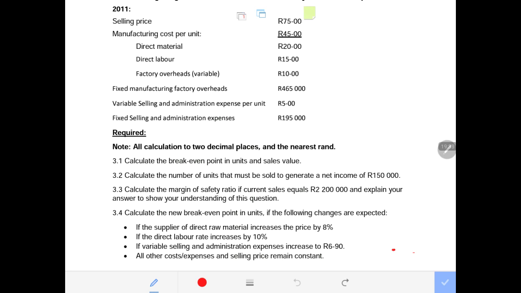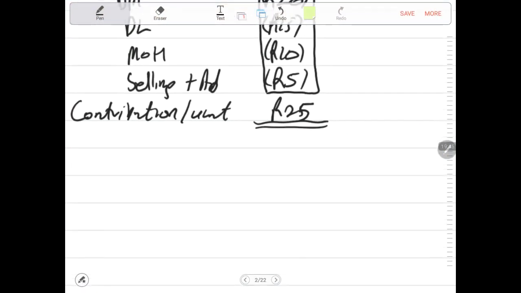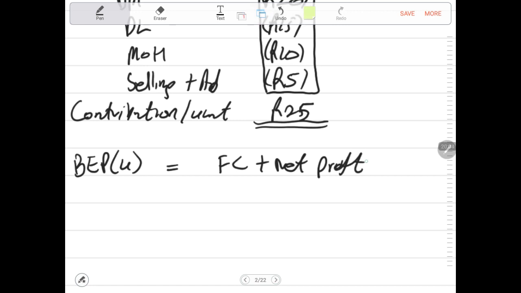Now that means it comes back to the formula that I brought to you before, where I said that in calculating the break-even point in units, we need to say fixed cost plus net profit or required return on the investment, net income or net profit. Now the owner in this case is looking at the net profit of 150,000. Then we don't forget to divide this by our contribution per unit.